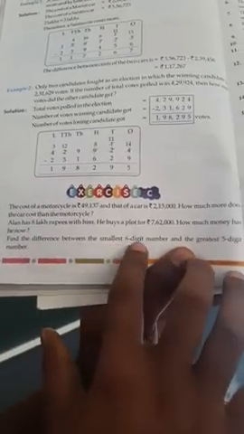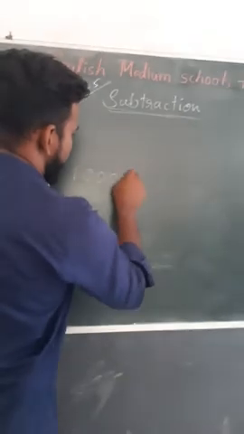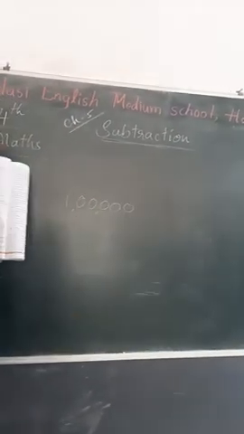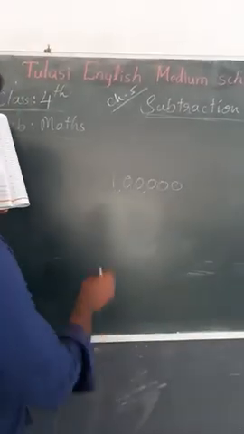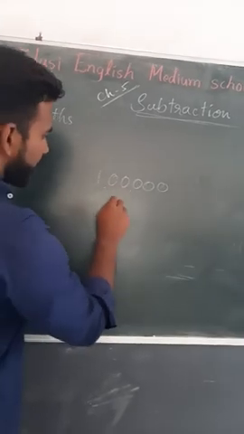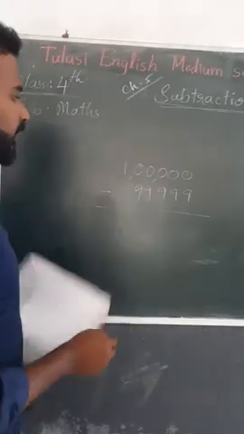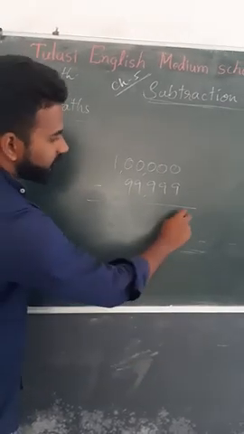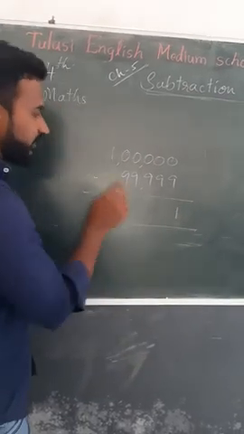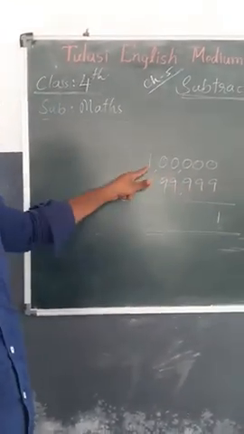Find the difference between the smallest 6-digit number and the greatest 5-digit number. Smallest 6-digit number, one lakh. We have to find the difference. Greatest 5-digit number, 99,999. So 1 lakh minus 99,999, we will get only 1. That is the difference. 99,999 plus 1 is equal to 1 lakh.